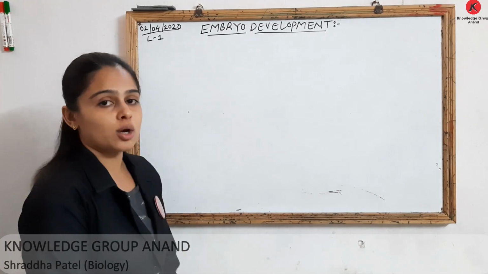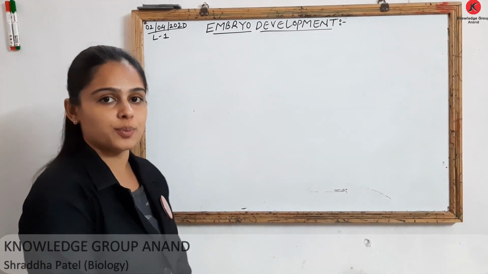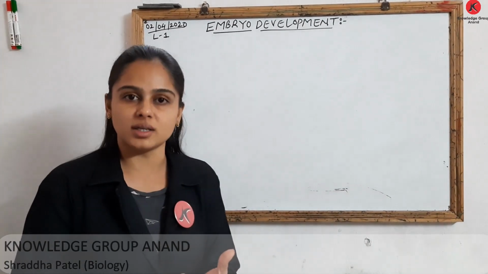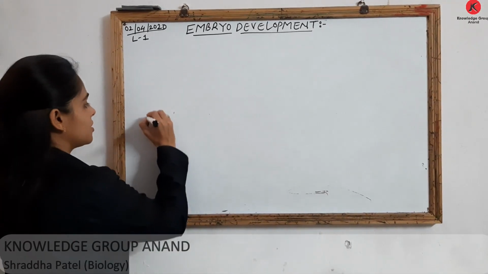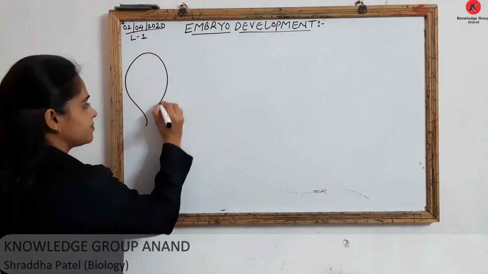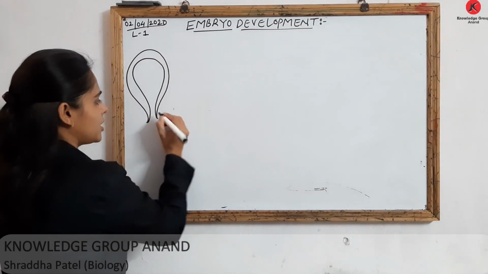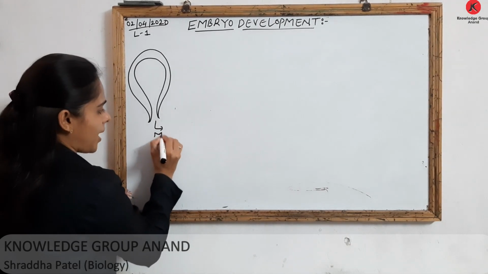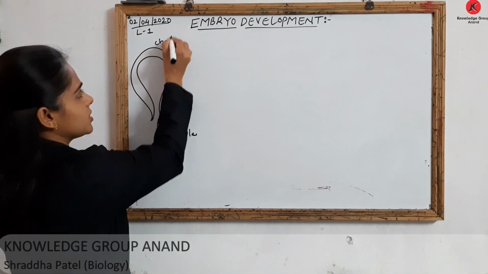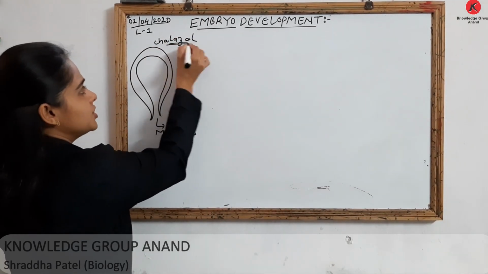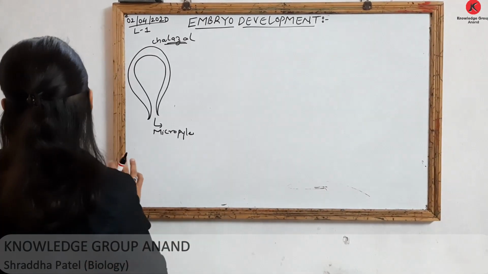Now, if we are talking about an anatropous ovule, which is common in angiospermic plants, the micropylar region will be at the bottom and the chalazal region will be at the top. So, this is your anatropous ovule, in which this is the micropylar region and this is the chalazal region, as the ovule is rotated by 180 degrees.